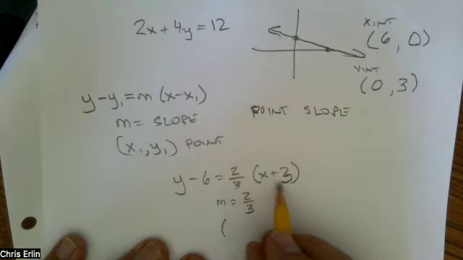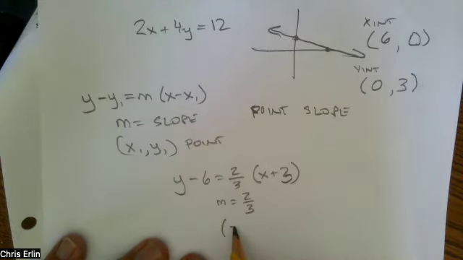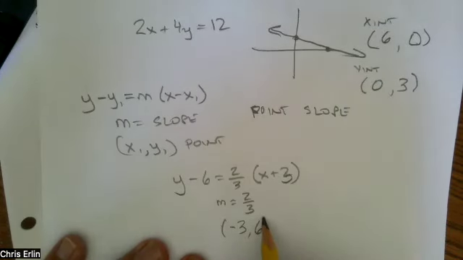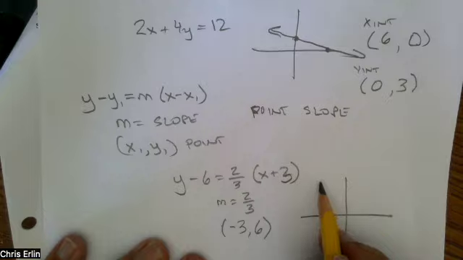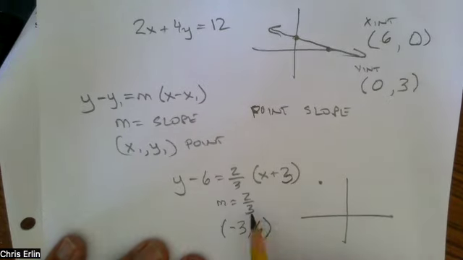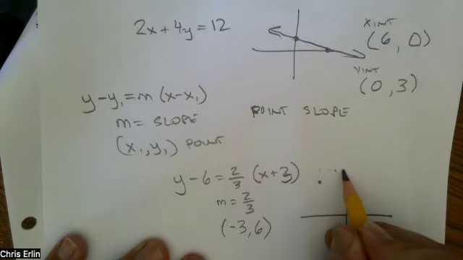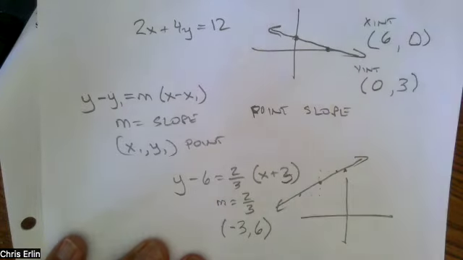In this case, it would be whatever's being subtracted from x. So that would be -3. And whatever's being subtracted from y. So that'd be 6. I'm going to plot my point first. -3, 6. And then I'm applying a slope of up 2 over 3. Or down 2 to the left 3. And that would be my line.